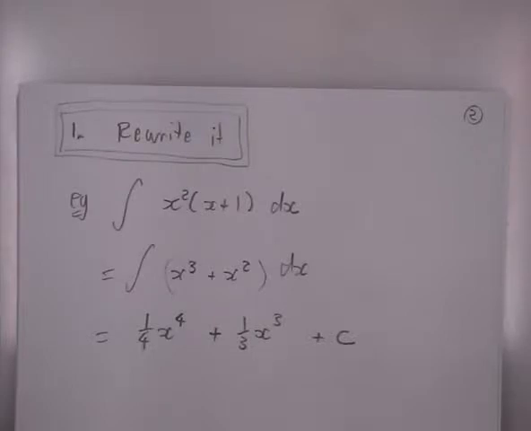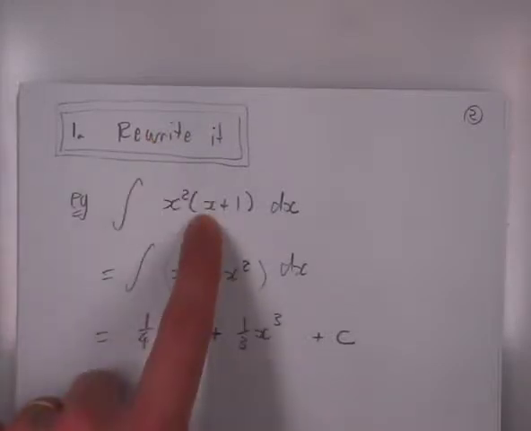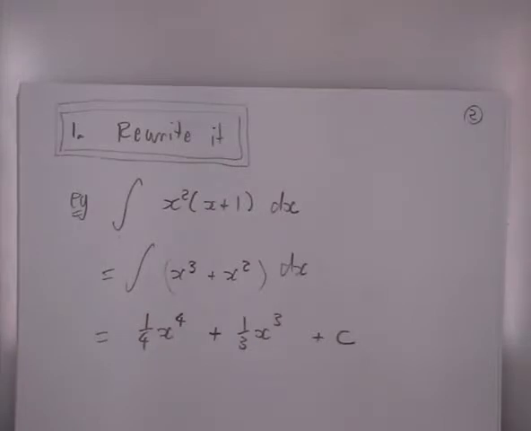So if you do see something that's just not on the list of things that you know how to do already, the first thing to think of is to try and rewrite it in a different way. And I already did that for a previous question.